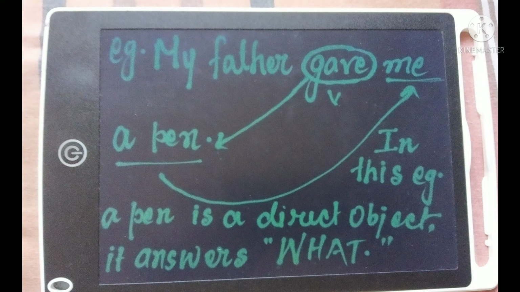When two objects are there in a sentence, one will be direct and another will be indirect. Okay, so another clue, another trick to identify direct and indirect objects: the indirect object will be a living thing. Me is a living thing, and the direct object will be a non-living thing, NLT. You must be remembering. A pen is a non-living thing. That's why it is a direct object.